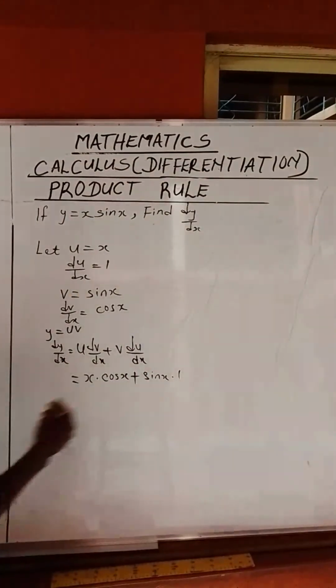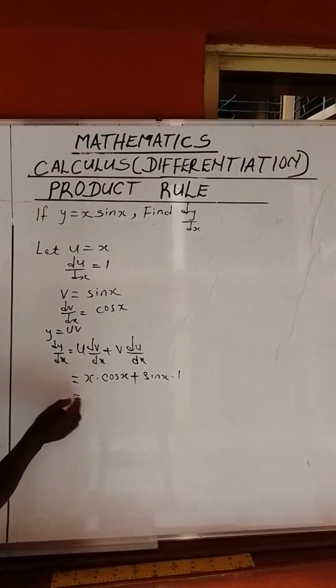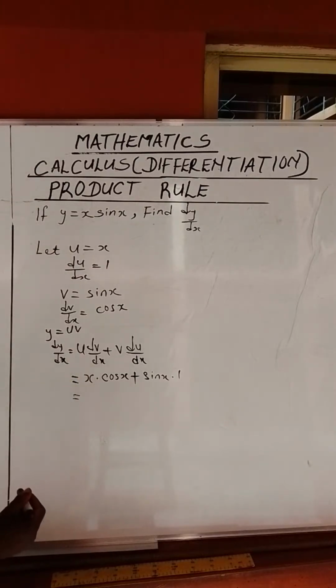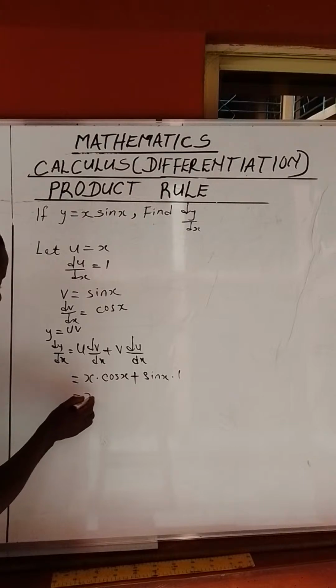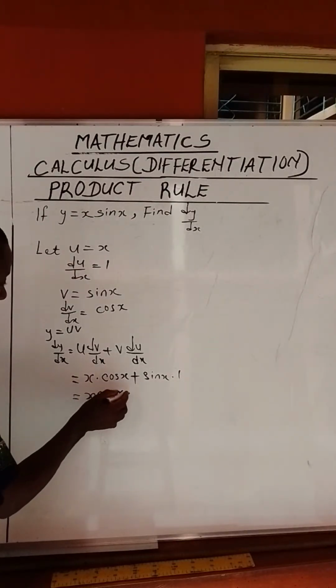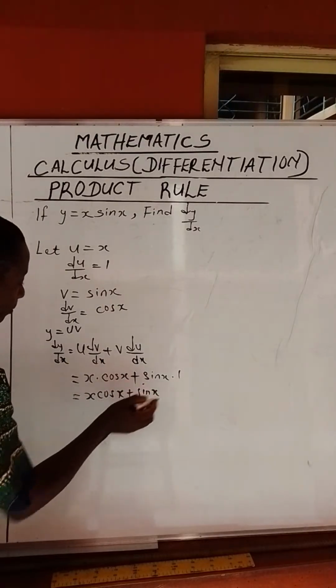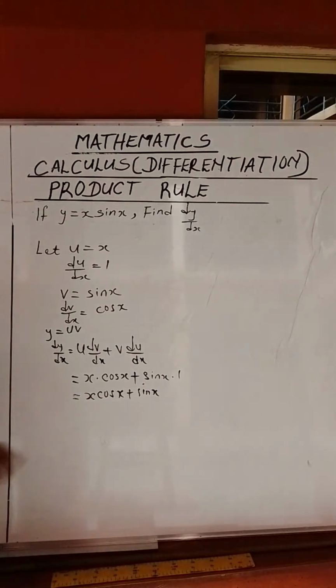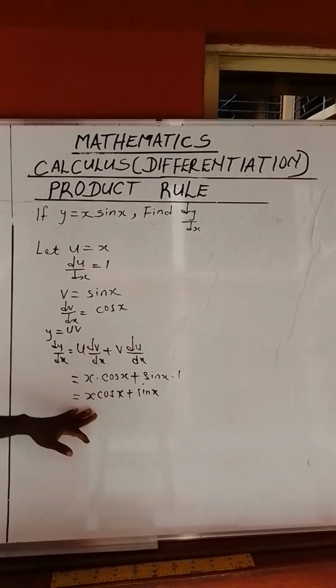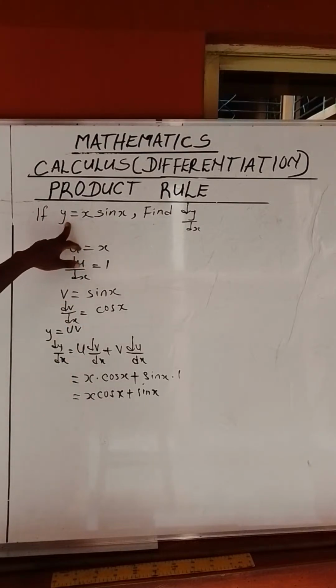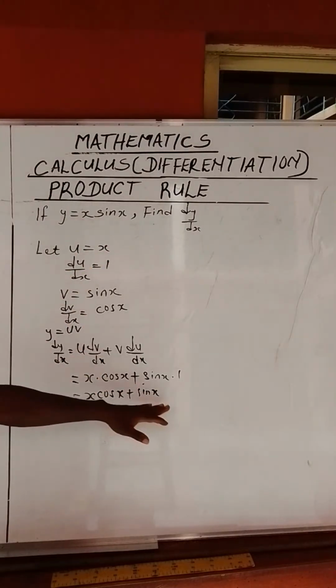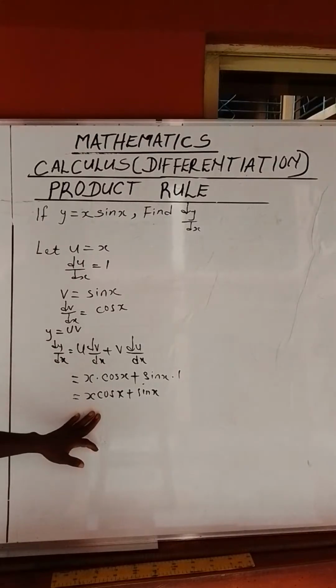So we are going to simplify now. x dot cos x is x cos x. So we're going to have x cos x, then plus sine x. So this is the value for the differential. Okay, this is what we have when we differentiate this. This is exactly what we're going to get, and I hope we're following this video.